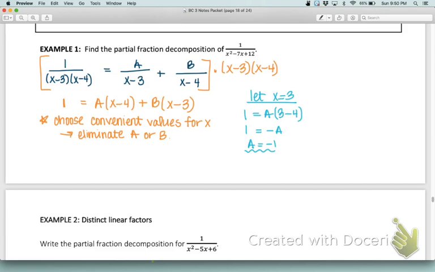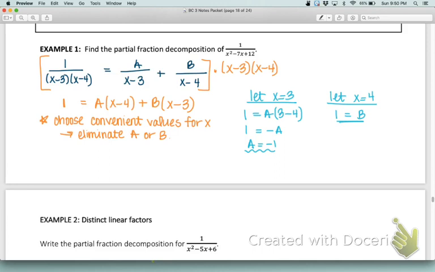So now I'm going to choose to let x equal 4. Because that's going to eliminate a this time, and I need to figure out what b is. So if I let x equal 4, that means I get 1 equals 1b, and there it is. Now I know that b is equal to 1.